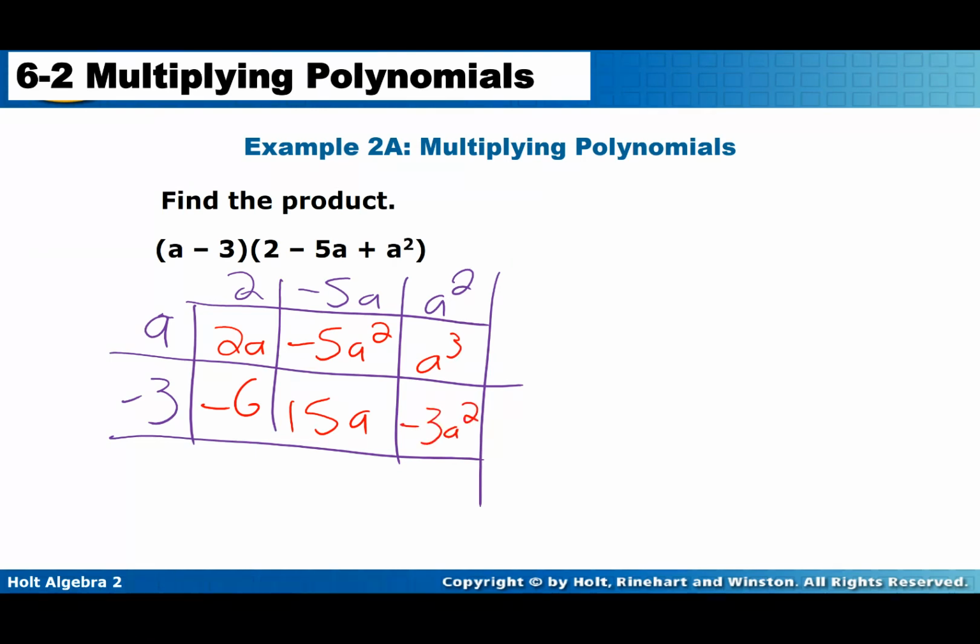So I've done all my multiplying. All my multiplying is done. Now all I have to do is combine like terms.